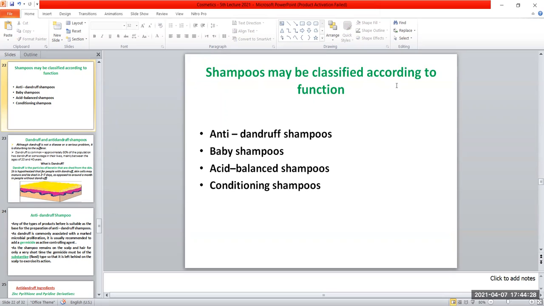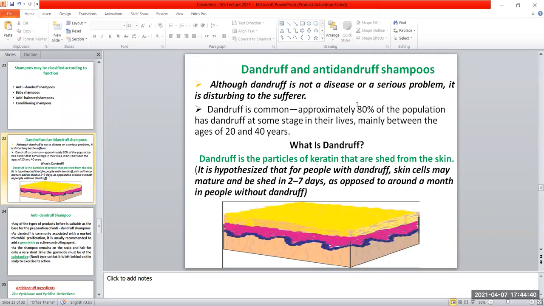Shampoos may also be classified according to their function, like anti-dandruff shampoo, baby shampoo, acid-balanced shampoos, and conditioning shampoo. Let's start with the anti-dandruff shampoo. You should bear in mind that dandruff is not a disease or a serious problem. It's just a disturbing issue to the sufferer. It's not a disease, and it's not fatal or serious, but it's annoying and disturbing.